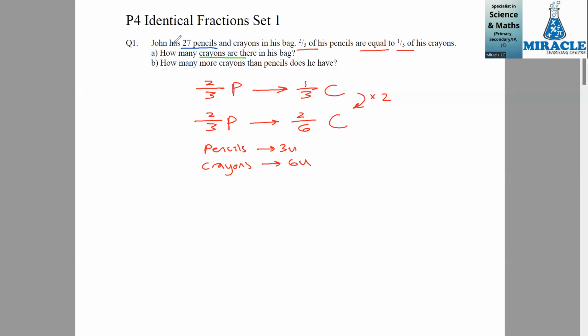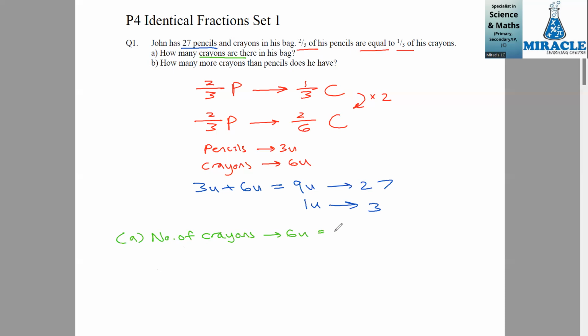And the question states that John has 27 pencils and crayons. So the sum of these units represents 27. So 9 units represents 27. Now we can find the value of 1 unit, which is 27 divided by 9, and that gives us 3. So we can solve part A. The number of crayons is 6 units, and 6 units represents 6 times 3, which gives us 18. So that is your answer for A.